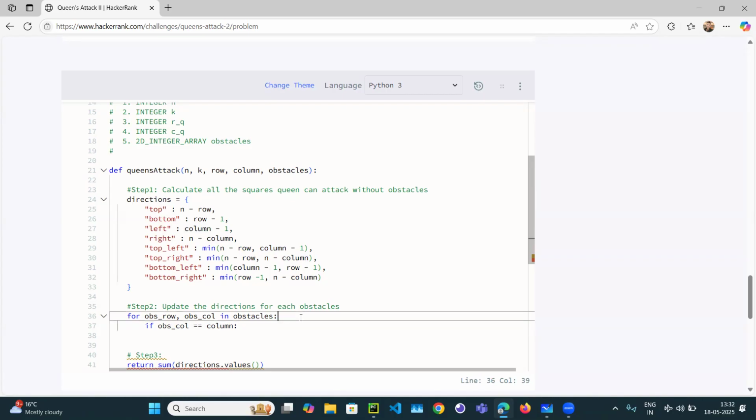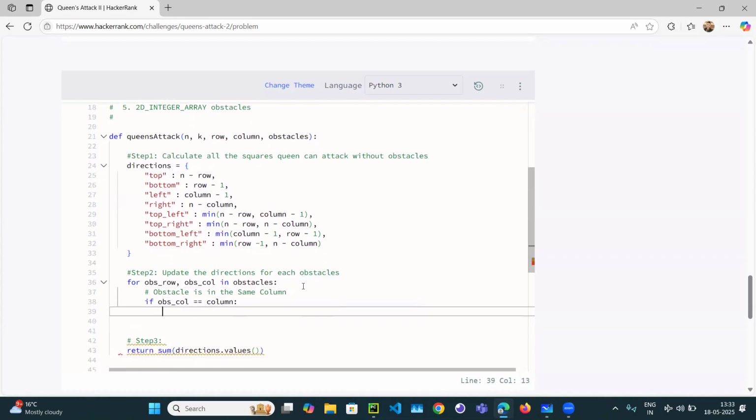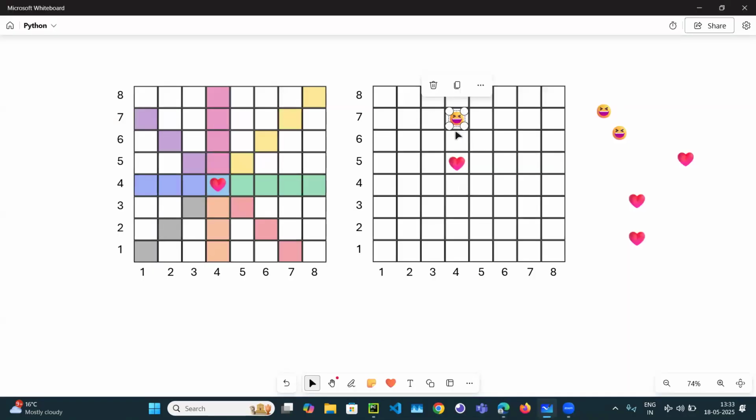it means the obstacle is in the same column. But we can't say only from being in the same column whether it is above or below, because we have two variables, one for the top and one for the bottom.